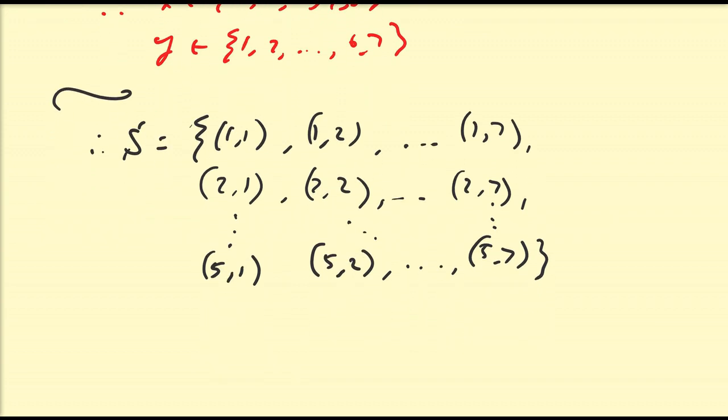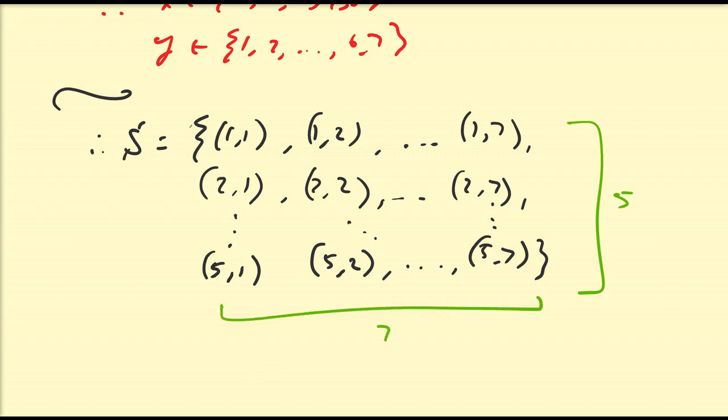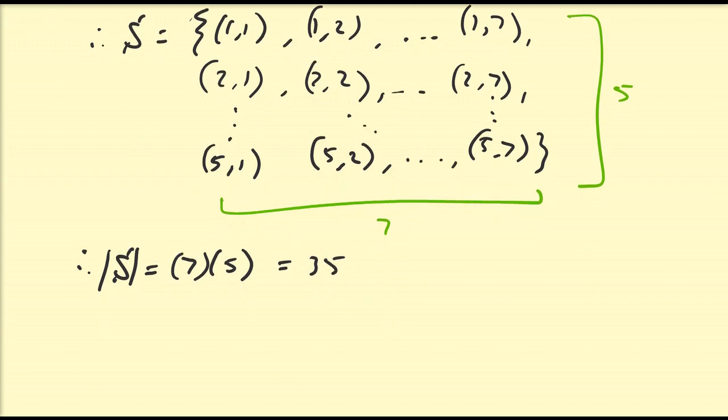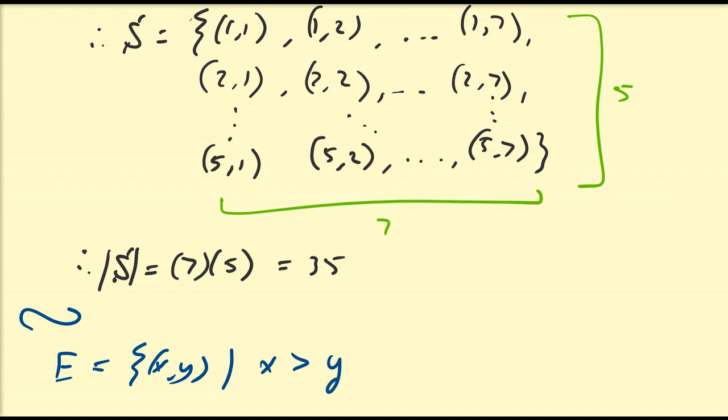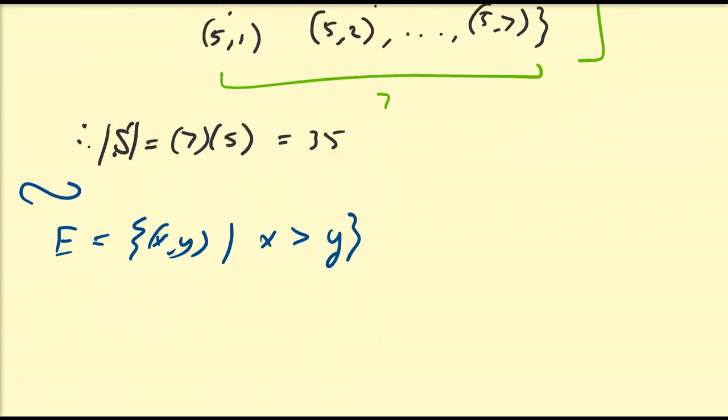So of course this is a matrix where we have 5 rows and we have 7 columns. So it's very easy to see that there are 7 times 5 or 35 values inside of S. So now let us map out the event space. The event space is going to be the set of all values (x, y), such that x is bigger than y. So we want the left hand to have a greater value than that of the right hand side.